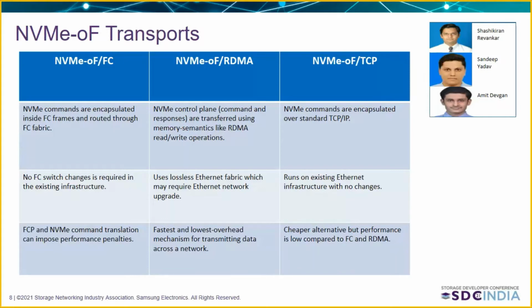NVMe RDMA is one of the fastest and lowest overhead mechanisms for transmitting the data. So this one is supposed to be the fastest one. In case of NVMe over TCP, this provides a seamless integration in the existing environment, but at the same time, it has the lowest performance as compared to Fiber Channel or RDMA. Moving on.